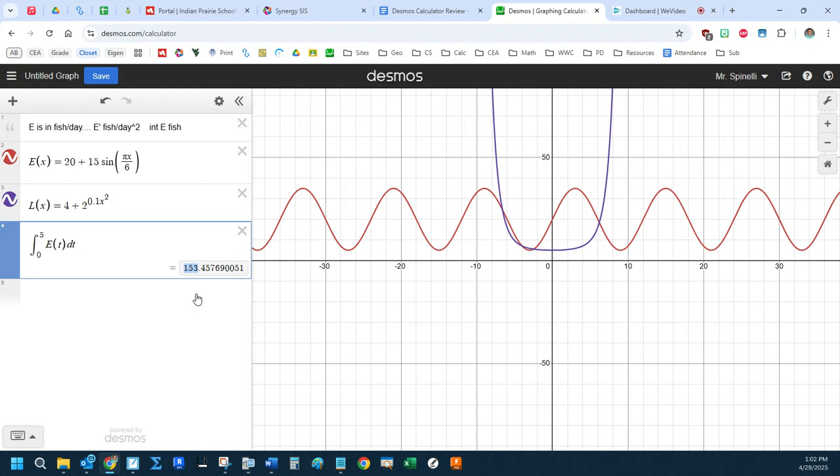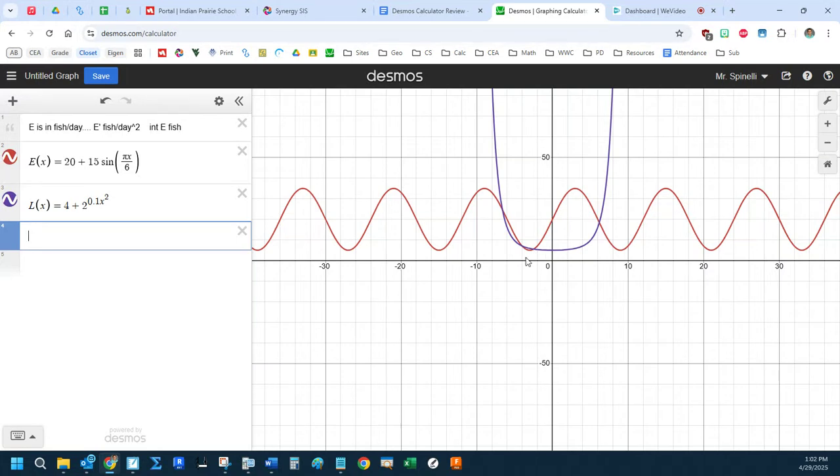All right, so then the next question says, what is the average number of fish that leave the lake per hour over the 5-hour period? So it wants me to find the average number of fish that leave the lake. I'm going to get rid of this just to clarify. So I want an average.